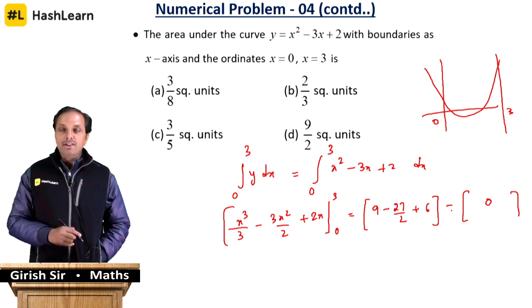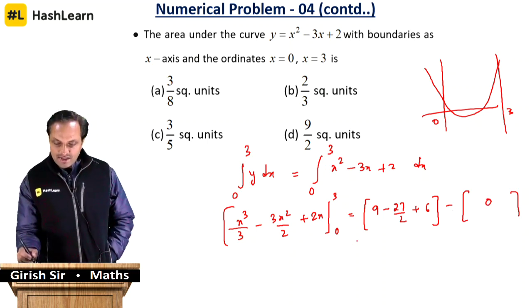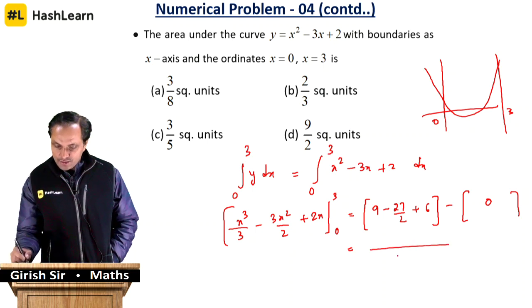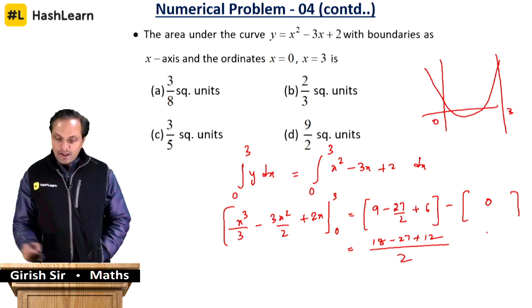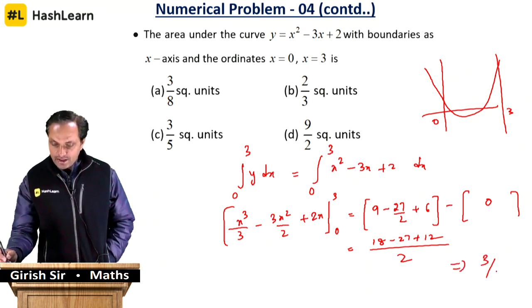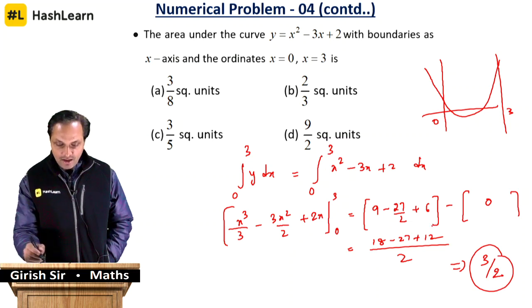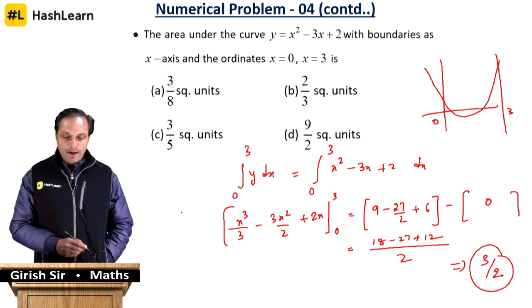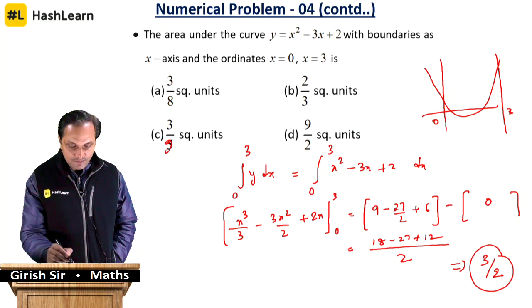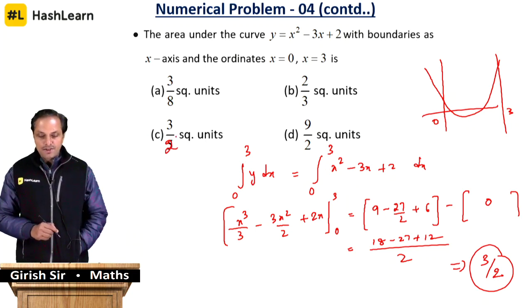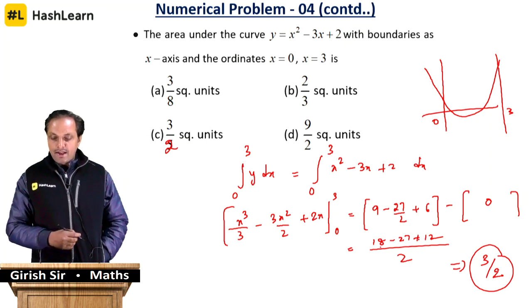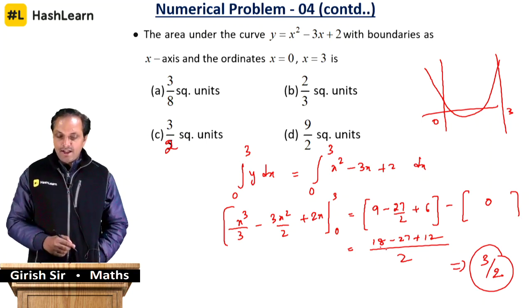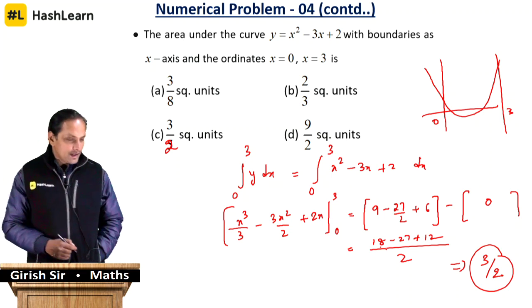So if you want to do the simplification here, you can write this as 2, 9 2s are 18 minus 27 plus 6 2s are 12. Okay, so 30 minus that will give you 3 divided by 2. कहाँ पे 3 by 2 है? Okay, so this is your 3 by 2. It should be 3 by 2. Just do the changes. 18 plus 12 is 30. 30 minus 27 is 3. 3 by 2 is your answer.